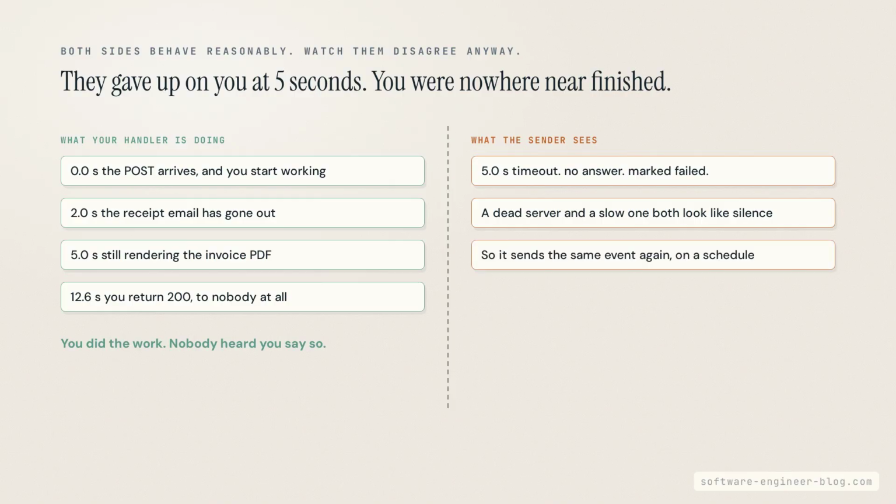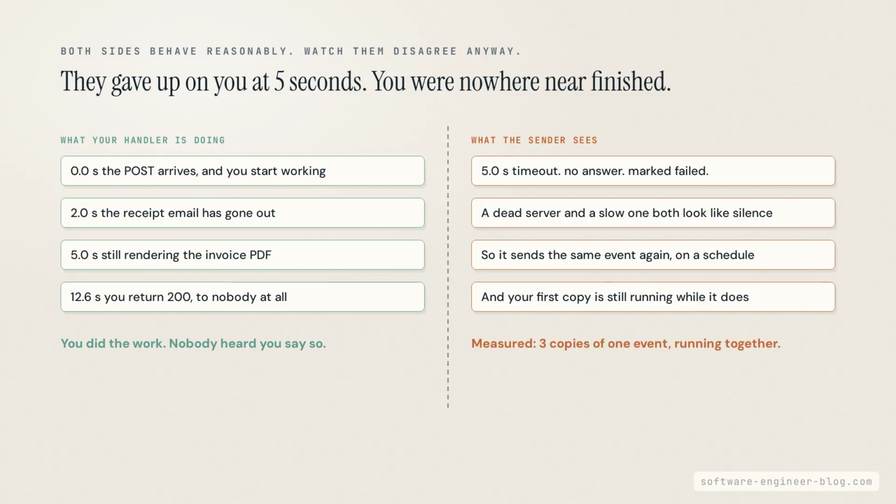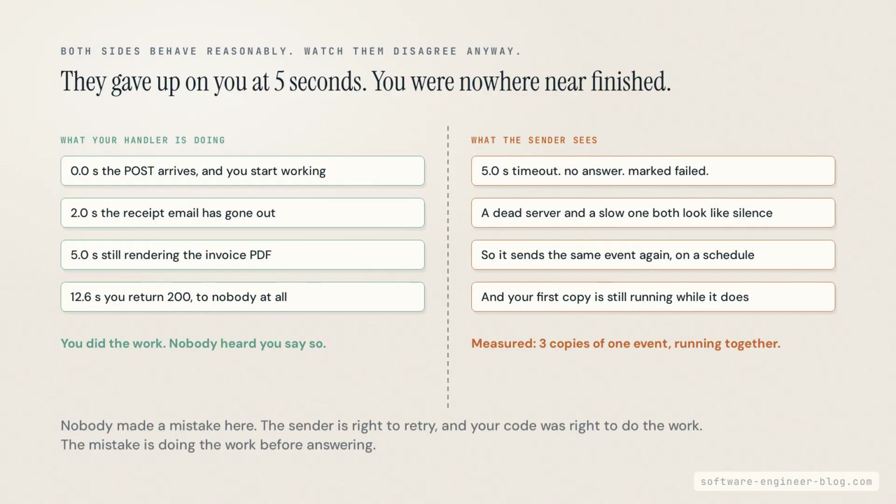Now the important part. They cannot tell the difference between a server that is slow and a server that is dead. From outside, both look exactly the same, silence. So they do the safe thing and send the event again while your first copy is still running. In my test, I ended up with 3 copies of one event running at the same moment. Nobody made a mistake here. The mistake is doing the work before answering.